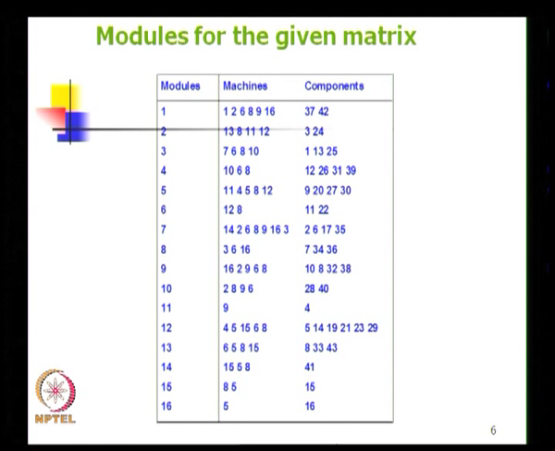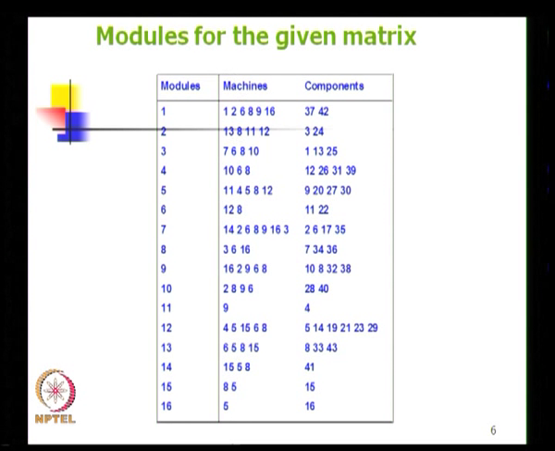Now, each of these modules represents, in principle, a machine cell. For example, if we are able to create a machine cell with machines 1, 2, 6, 8, 9 and 16, now we will be able to make components 37 and 42, because these two components do not require any additional machine other than 1, 2, 6, 8, 9 and 16. So, if we are able to create 16 modules with each module having these set of machines and these components, then we have created 16 manufacturing cells to make these 43 components or parts.